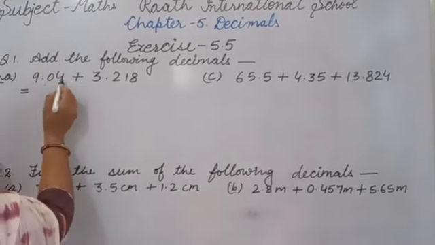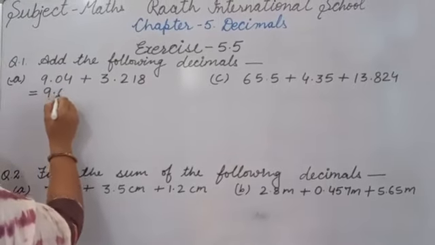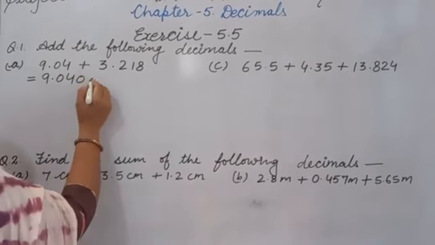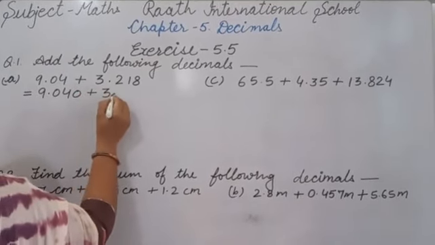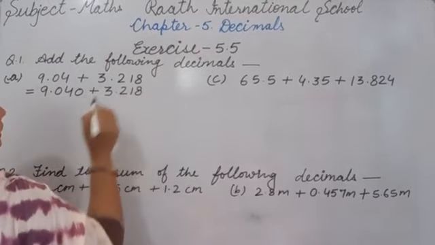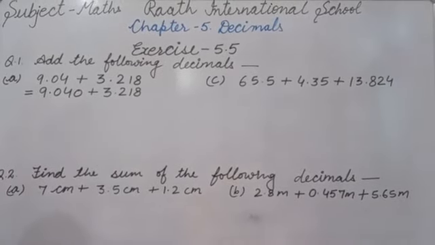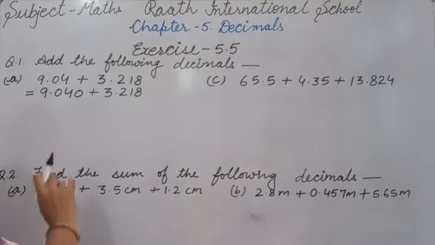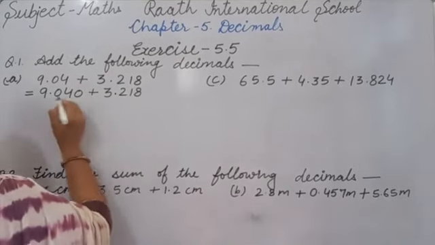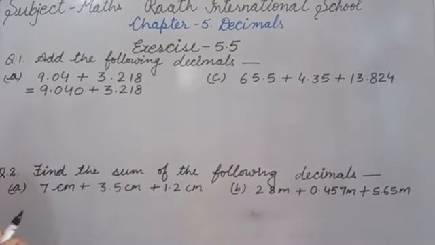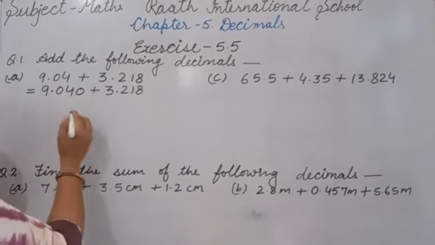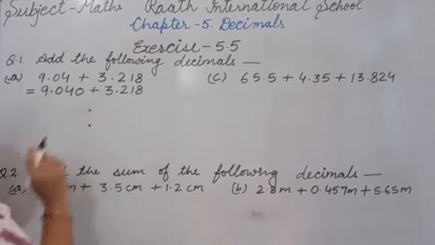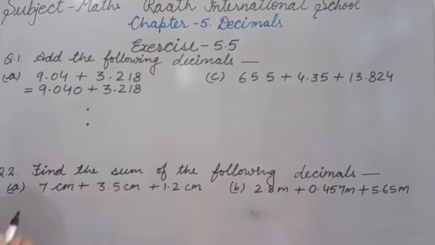So first we should make them into like decimals. 9.04 becomes 9.040. Now there are 3 decimal places. We put a 0 here, plus 3.218. Now we can do addition. Now we should put them up and down. As I told you, that is the best way. Firstly, you place the decimals. There are 2 numbers, so we place the decimal in 2 lines.